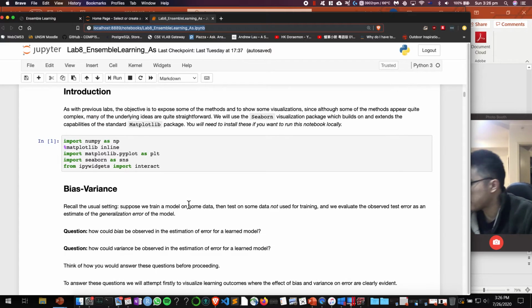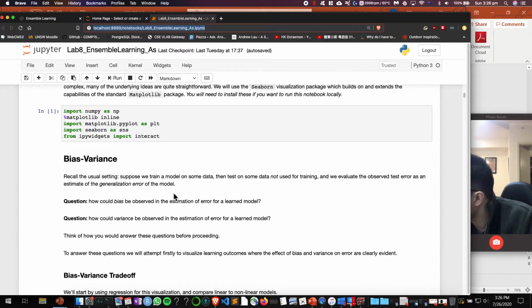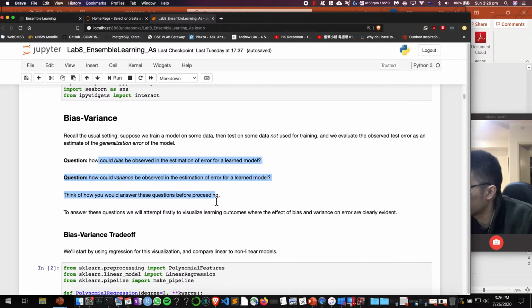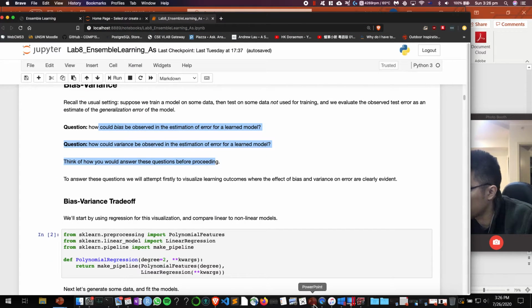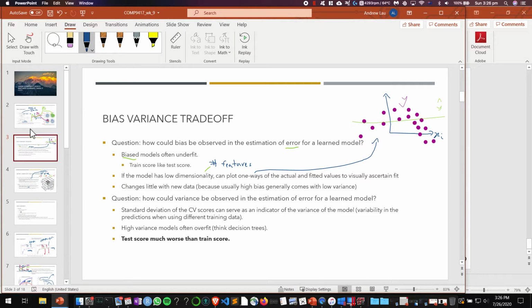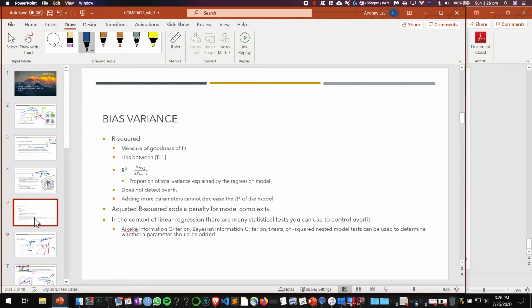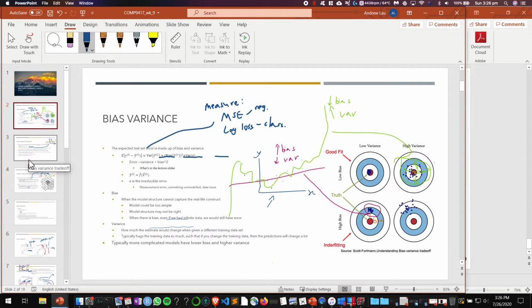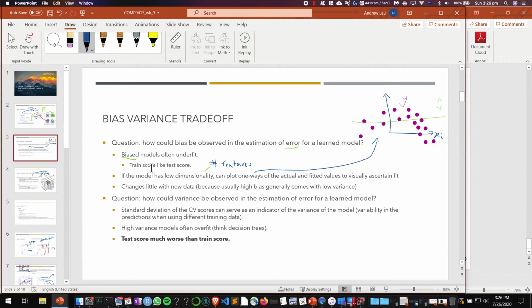Cool. So let's talk about bias and variance. Some questions here. How could bias be observed in the estimation of error for a learned model? I think we spoke about it briefly up here. There are a few different ways. Often if the train score is similar to the test score, it can imply some level of underfitting, which goes hand in hand with bias.